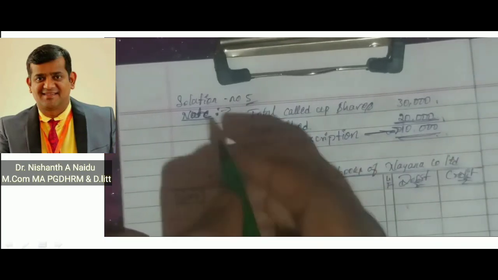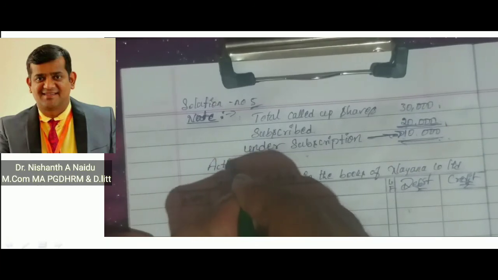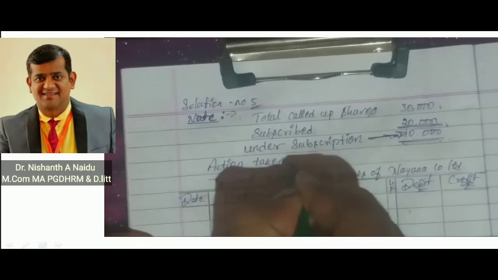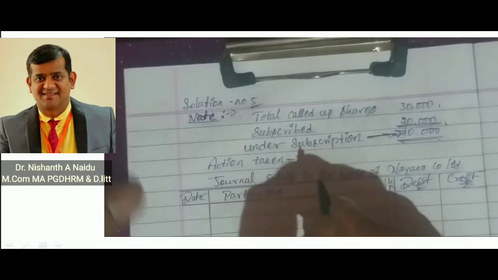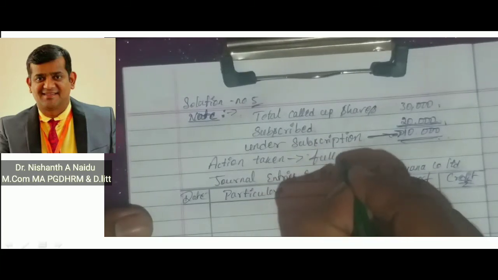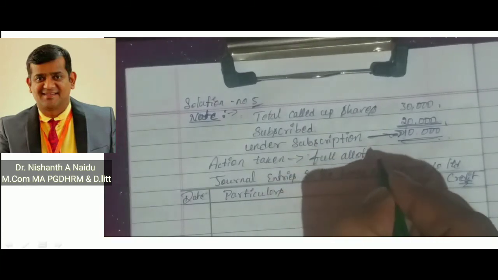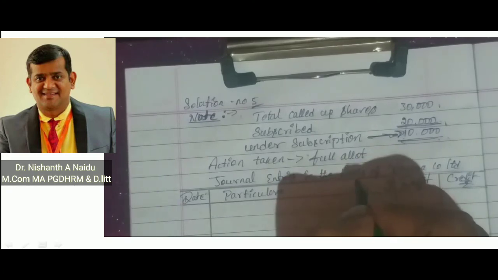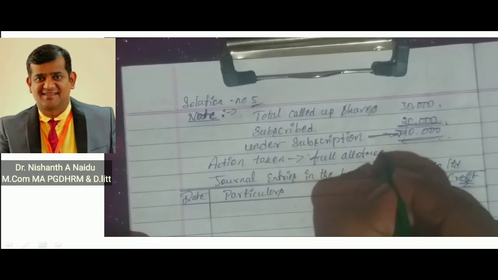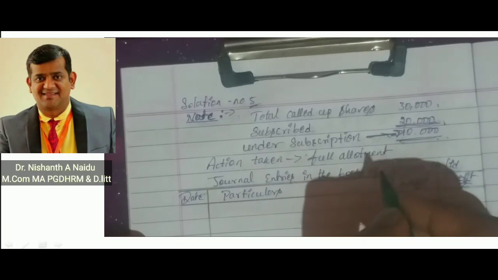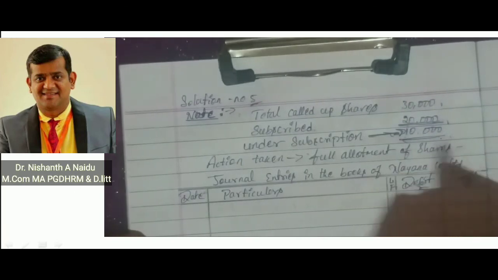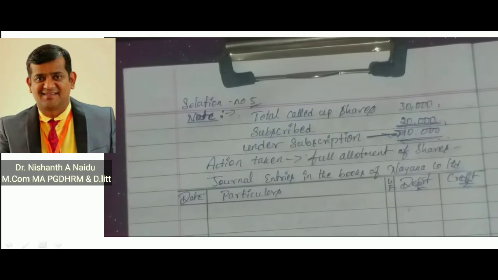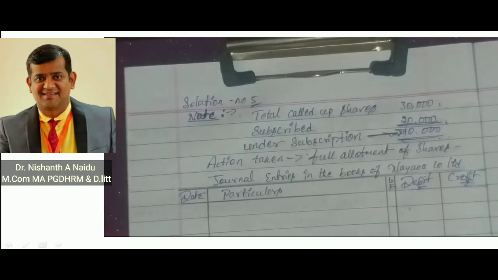So what action do we take here? Action taken is complete allotment, full allotment of shares, because the public subscription itself is less, so I cannot do anything here. So in such a case, what I am doing is full allotment. So action taken is full allotment of shares. All the 20,000 shares have been allotted to the general public. So this is the small working note which you have to prepare before passing the journal entries.